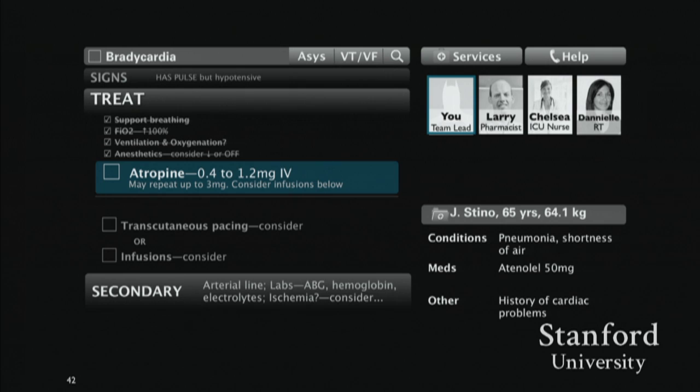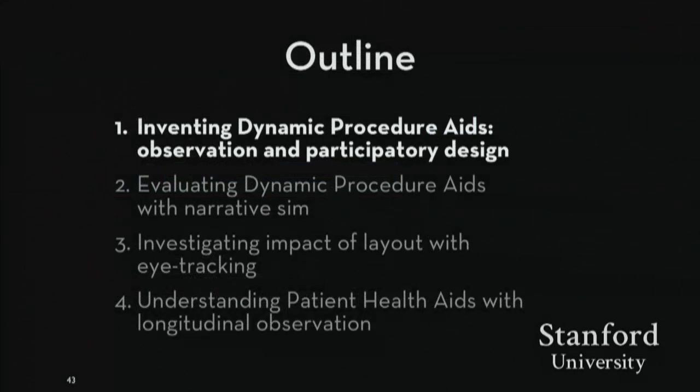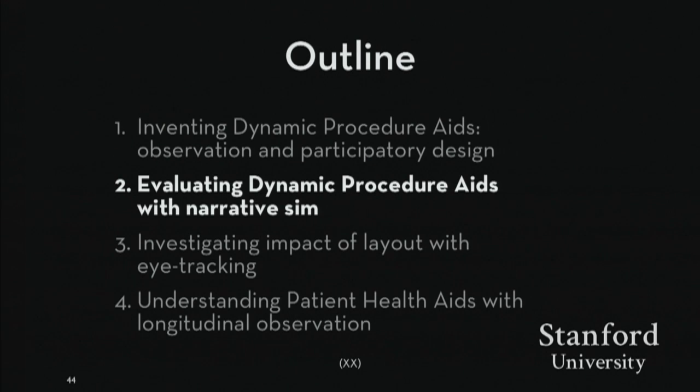So this is what our final design looked like after the participatory design and observation. One of the principles that we like to use is focus plus context. What we try to do here is focus on the main item now, atropine, and give a little bit of context of what's happened before and what's about to happen after in the procedure. So that wraps up the first part, inventing. Let's move on to evaluating.